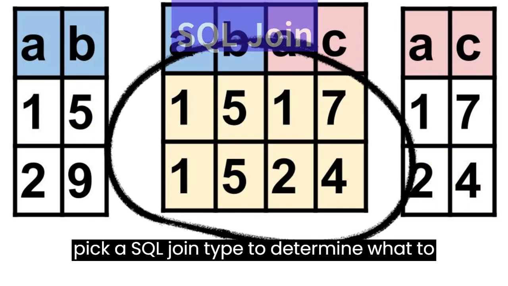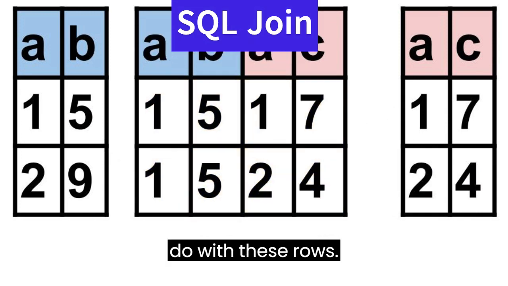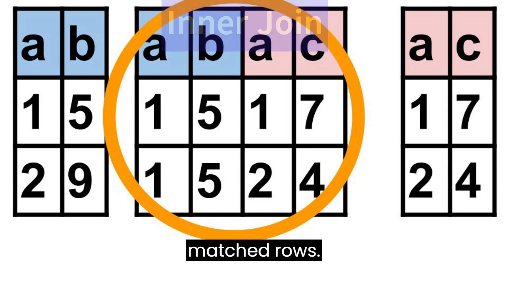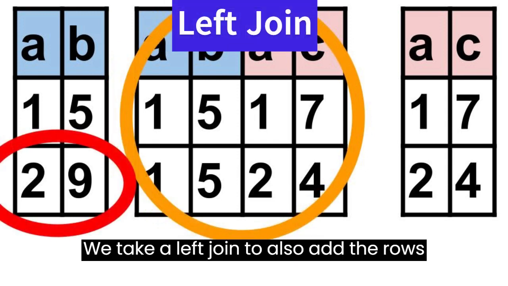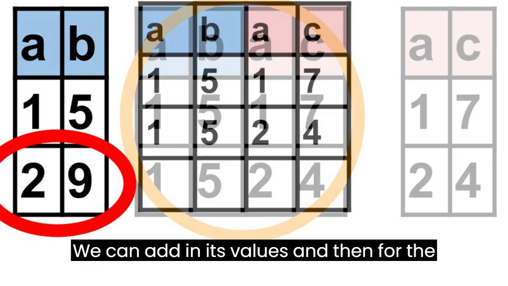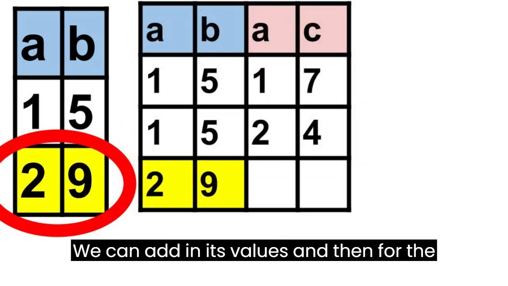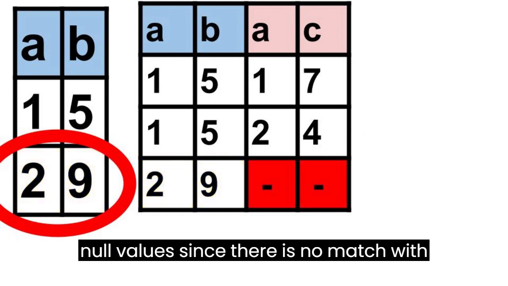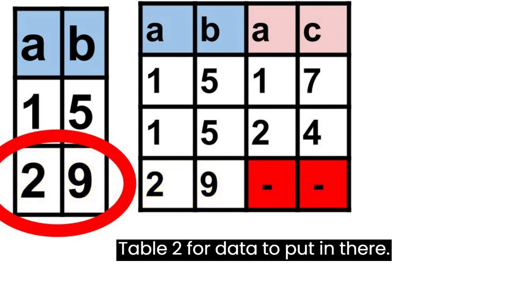We then pick a SQL join type to determine what to do with these rows. We run an inner join to simply take the matched rows. We take a left join to also add the rows in the left table that did not find a match. We can add in its values, and then for the attributes from Table 2, we just put in null values, since there is no match with Table 2 for data to put in there.